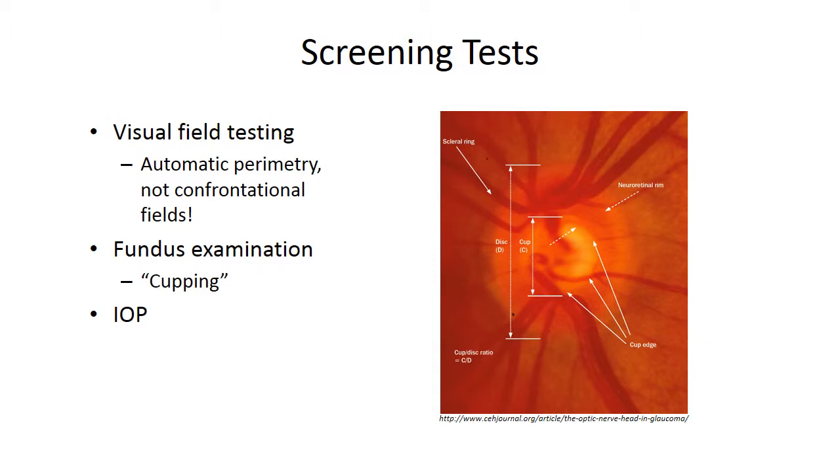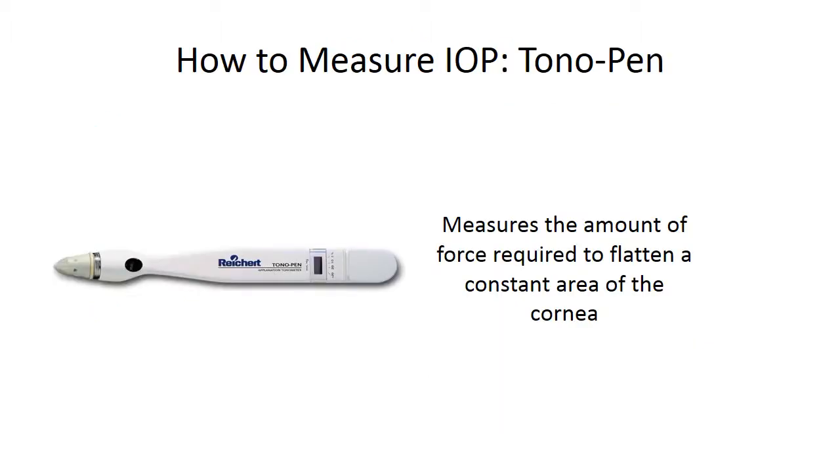Lastly, we measure intraocular pressures. We consider elevated pressures anything above 21 millimeters of mercury. Intraocular pressures are easily measured in an outpatient setting and are a quick way to determine who to refer to more specialized care. Although there are several ways to measure IOP, we will focus in this video on using the Tono-Pen, which is portable and doesn't require the use of a slit lamp.